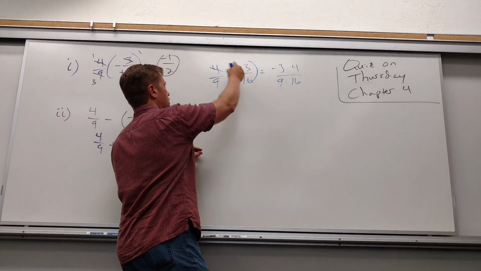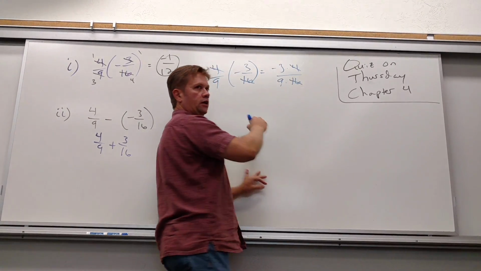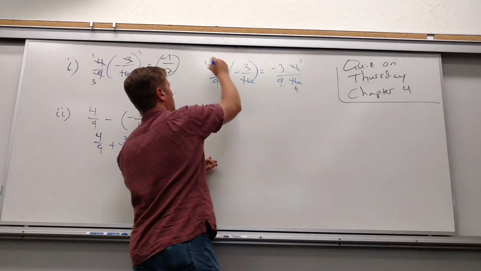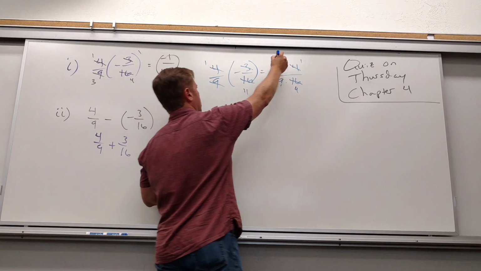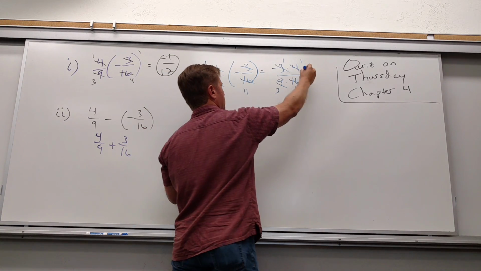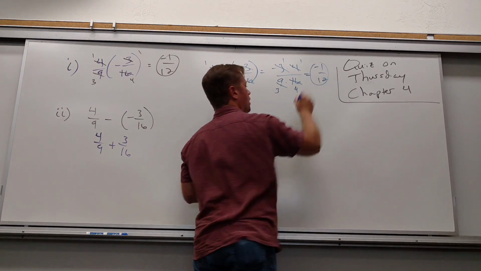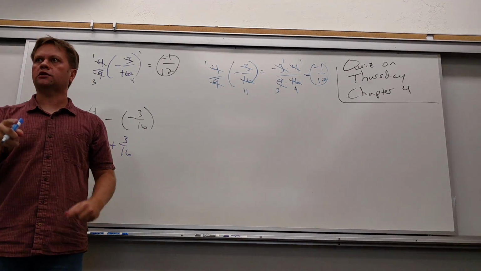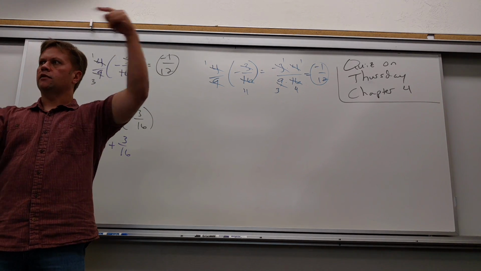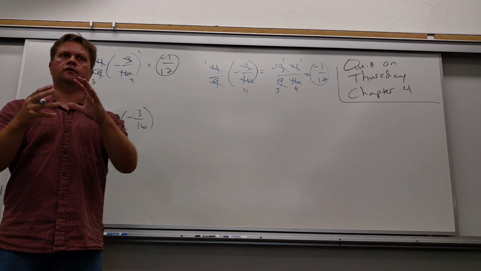So why am I allowed to do this? Because it really is 4 over 16. And why am I allowed to do this? Because it really is 3 over 9. And then I get negative 1 over 12. That's why that cross cancellation works, because all you need is one on top, one at the bottom, having the same stuff inside. You can kill that stuff.